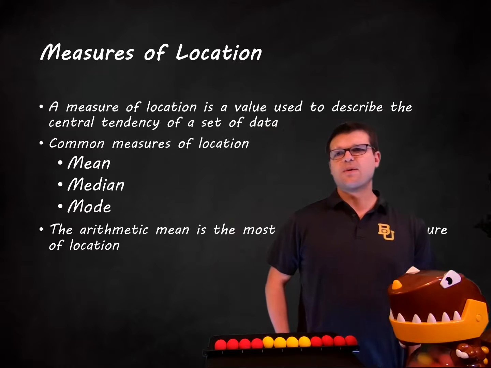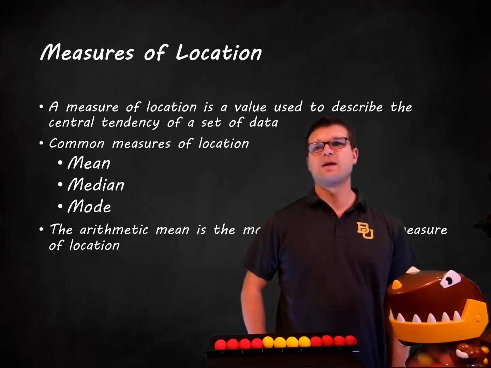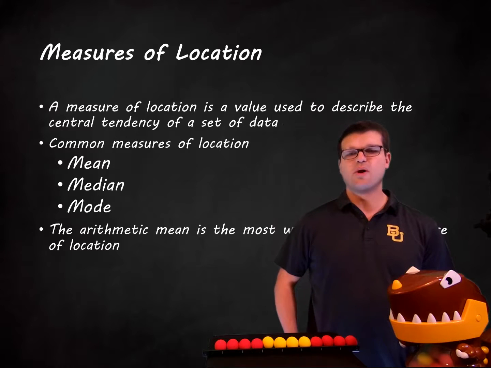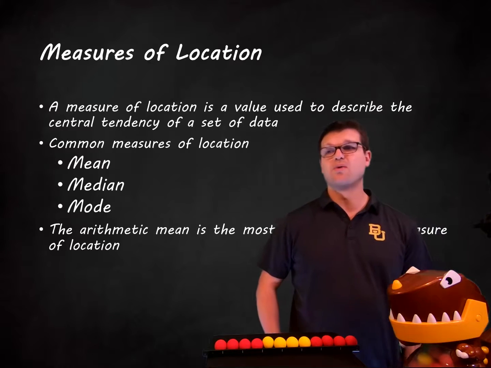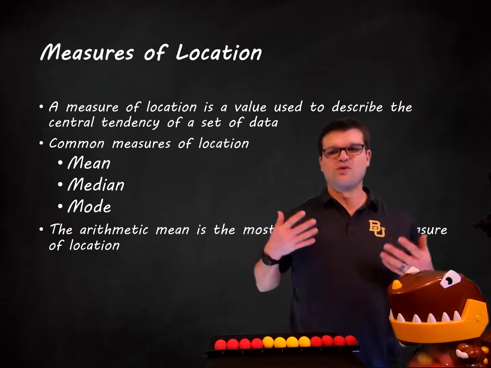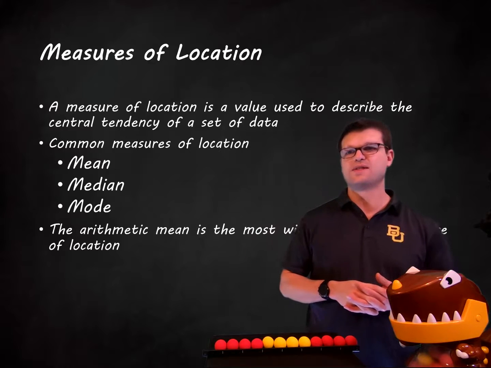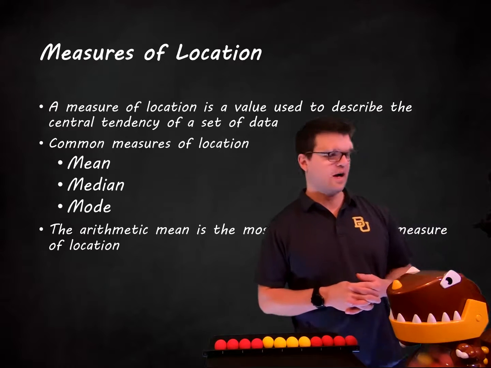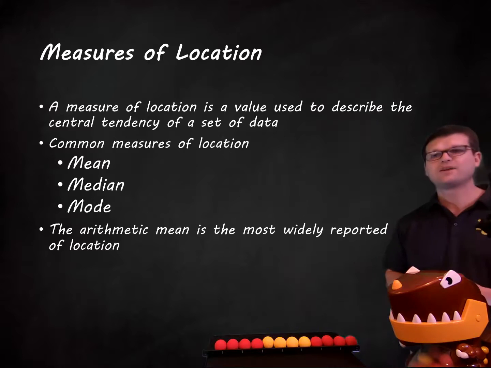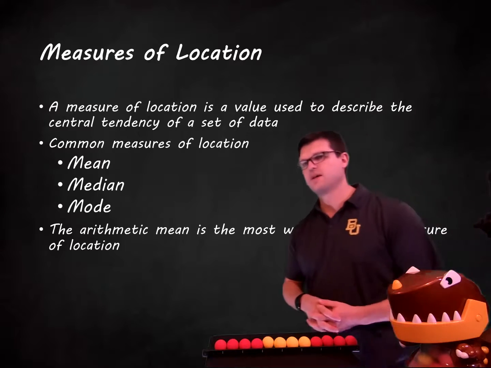Okay, so common measures of location are the mean, median, and mode. And normally when we say mean, what we're saying is the arithmetic mean. In other words, you just take the general average of all the values that you have. That's the arithmetic mean, which is the most widely reported measure of location.